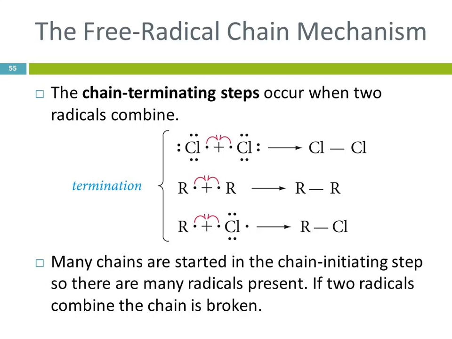And then we have the chain terminating steps. And this is what happens when 2 radicals collide. So if you have 2 chlorine atoms, they can get back together and form a chlorine molecule. You can have two alkyl radicals combine to form an alkane, or you can have an alkyl radical and a chlorine atom combine to form the alkyl chloride. And when these things happen, the chain stops.